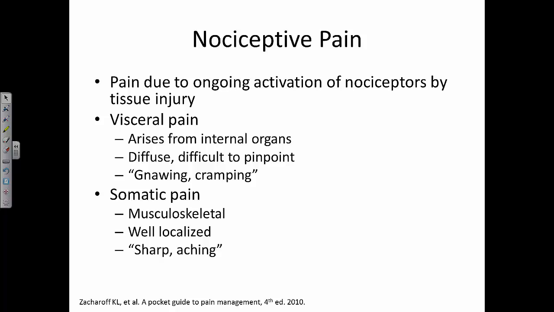This is compared to somatic pain, which is due to injury to the musculoskeletal system. And this type of pain tends to be more well localized, so the patient actually could put their finger on it. And the common descriptive phrases patients will use include things like sharp and aching.